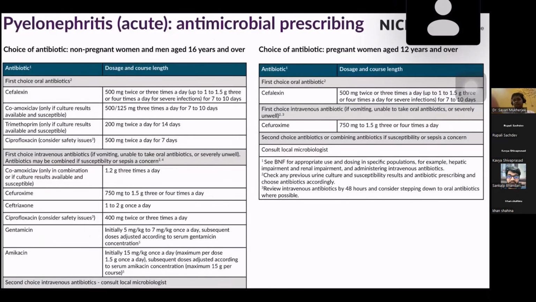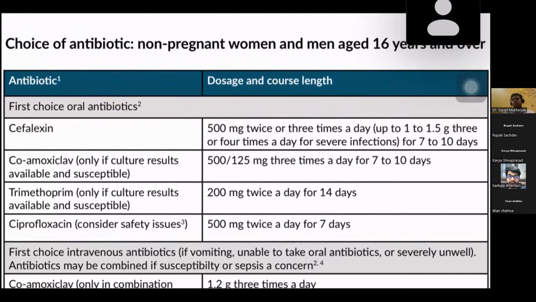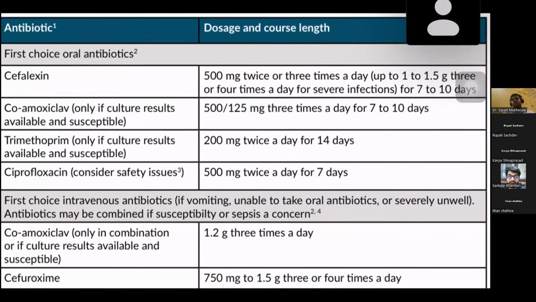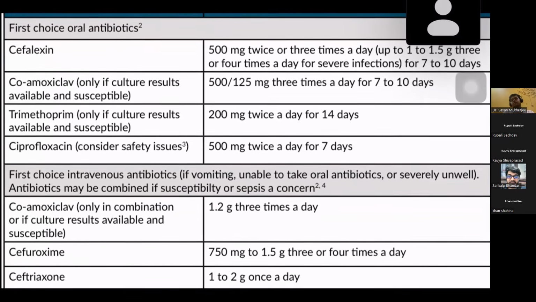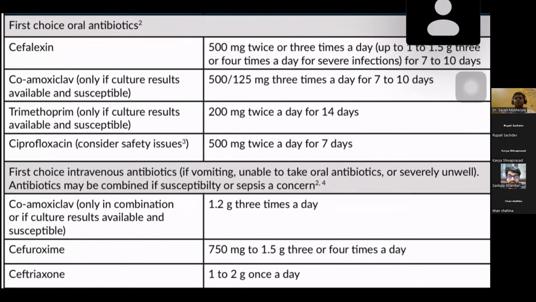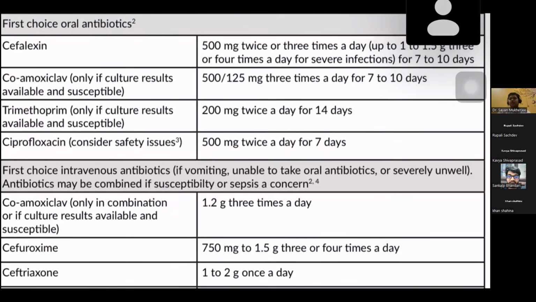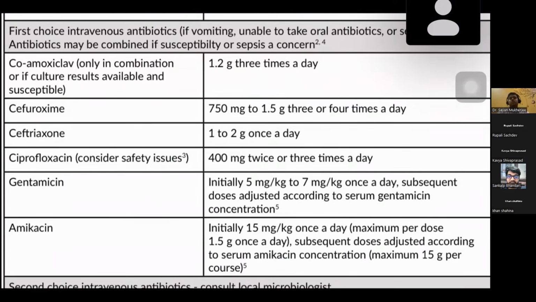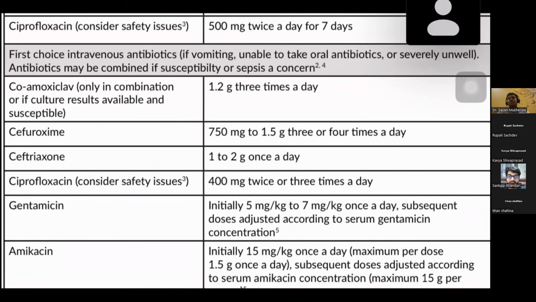So yeah, you don't have to memorize this, just some antibiotic choices. Cephalexin is used, coamoxiclav, ciprofloxacin, which is commonly used, trimethoprim. These are all the oral antibiotics. And if the patient is very severely unwell, you're suspecting sepsis, then you can go for IV. So the dosages are given: ceftriaxone, coamoxiclav, again ciprofloxacin.